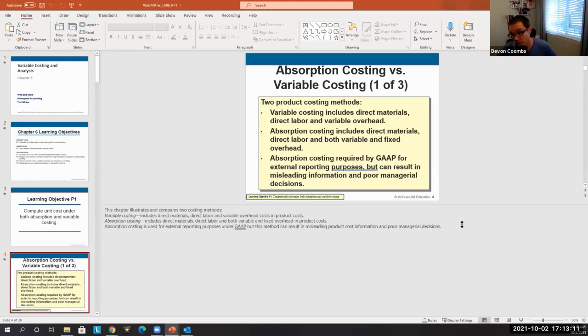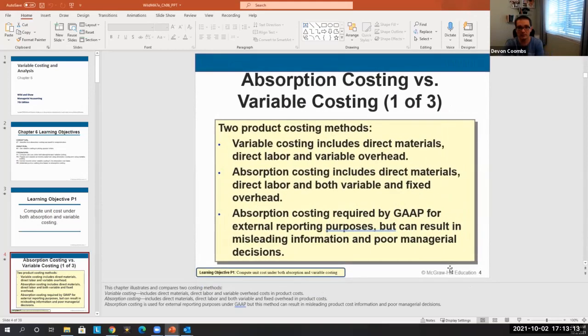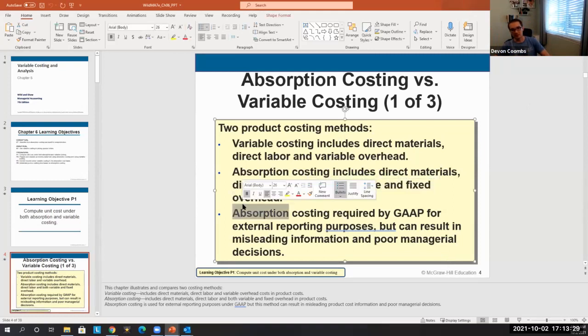So we know that there are these two product costing methods. Variable costing includes direct materials, direct labor, and variable overhead, while absorption costing has direct materials, direct labor, and both variable and fixed overhead, right? And that's the big difference: the fixed overhead is included in absorption costing while it's not included in variable costing. There are no fixed components in variable costing. Absorption costing is required by GAAP, but can result in misleading information and poor managerial decisions. And that's what we're talking about.